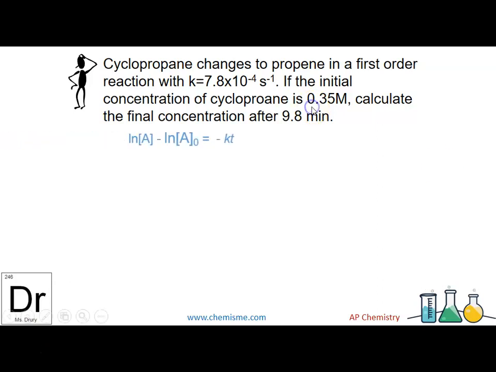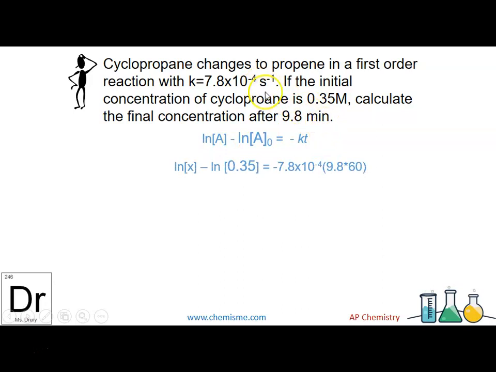So we're going to use this first order equation again because it said it was first order. Also, the k had only one unit, so that's a big hint that it was first order. And this time, instead of solving for t, we'll be solving for the final concentration of cyclopropane. So the 0.35 goes in for the initial concentration, A_0, and the time is 9.8 minutes. Notice the minutes and the per seconds don't match. So I decided to change the minutes to seconds, 9.8 minutes times 60 seconds. I showed that here, but you don't have to show it like that. I just wanted to make sure that we're clear that I'm changing the minutes to seconds so that it corresponds to the k and the units will cancel. And when I solved it, I got 0.22 molar.